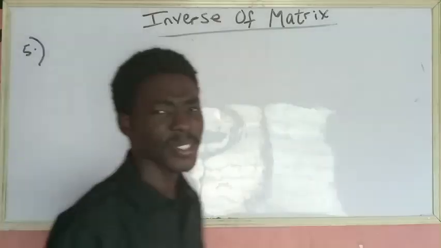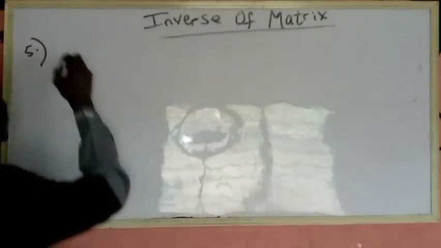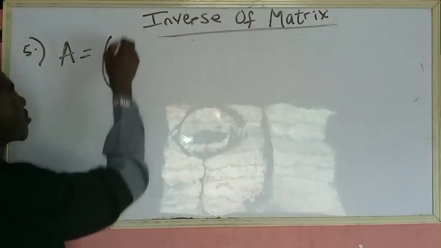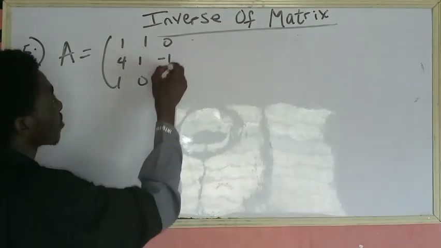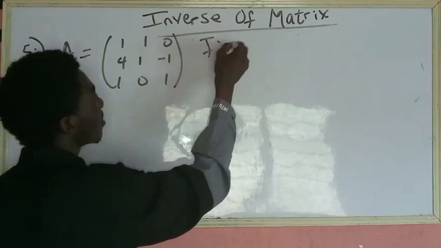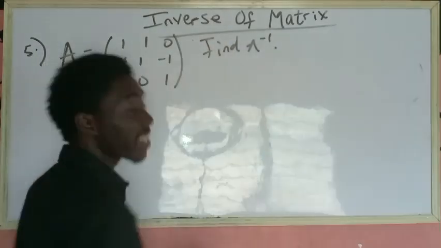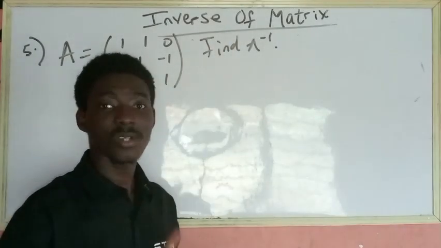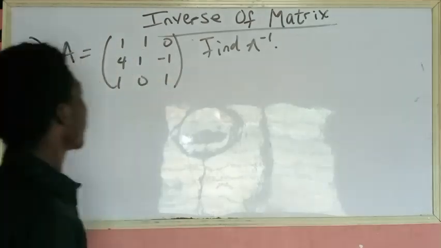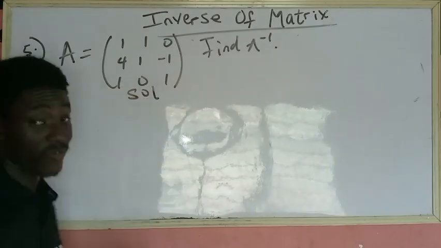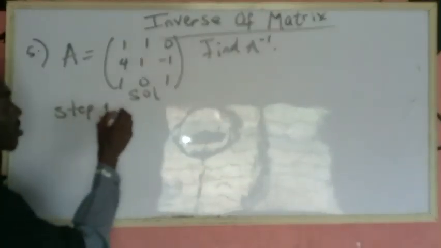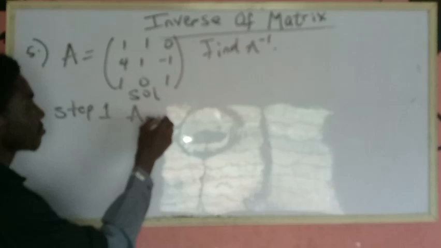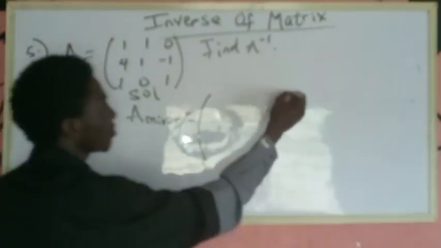So I'll give only a single example on 3 by 3 matrices. Let's assume we have a matrix A equal to 1, 4, 1, 1, 1, 0, 0, minus 1, 1. Find A inverse. For this, you don't have to use a formula, you have to solve it step by step. So in that case, I don't have to rush, I have to do it one by one. I'll do it as step 1, and step 1 is the minor. What is a minor?